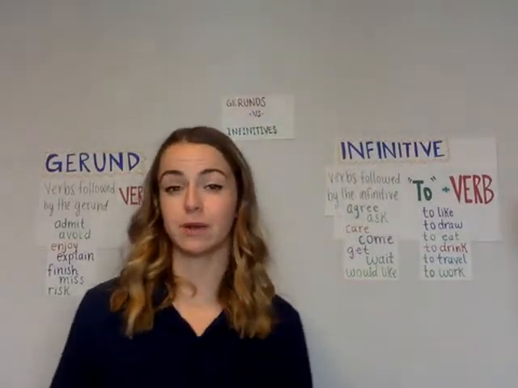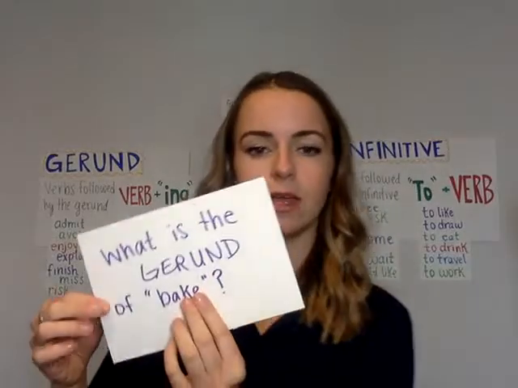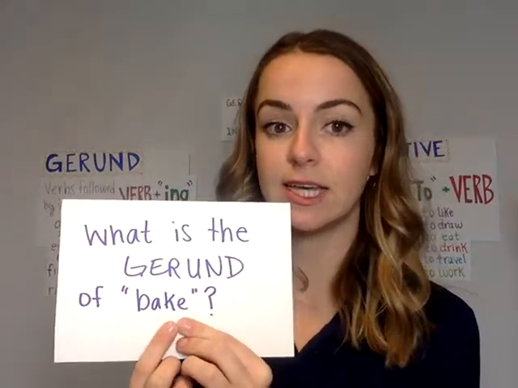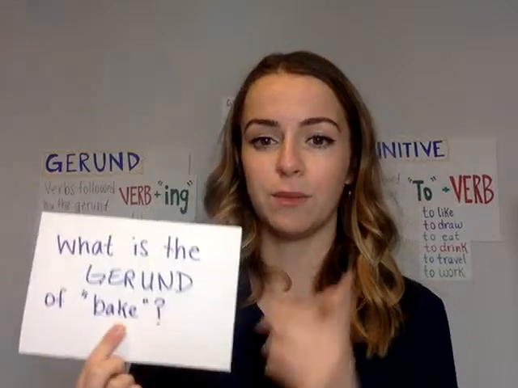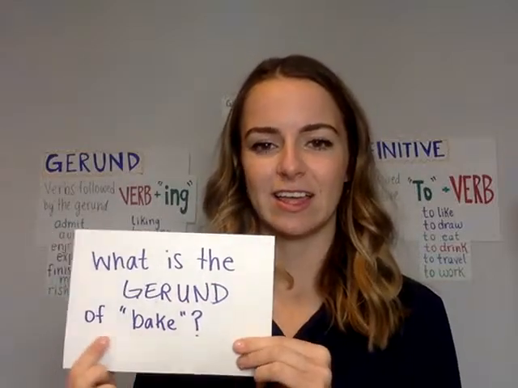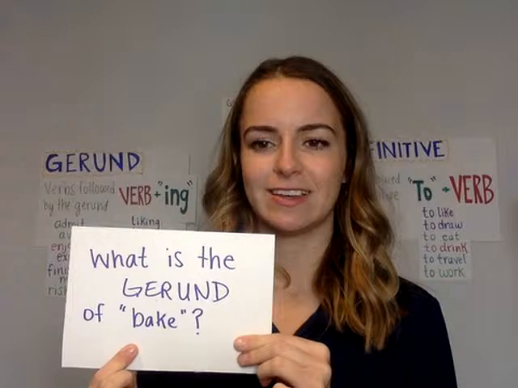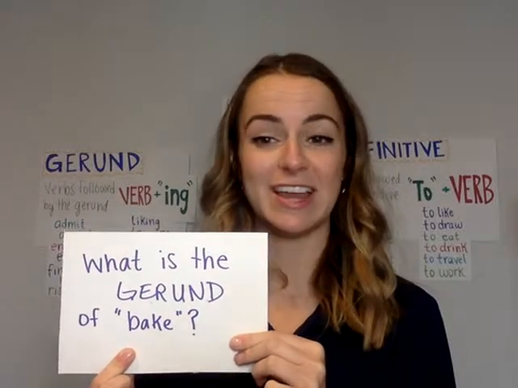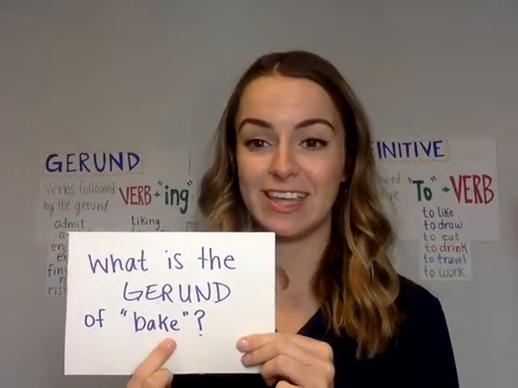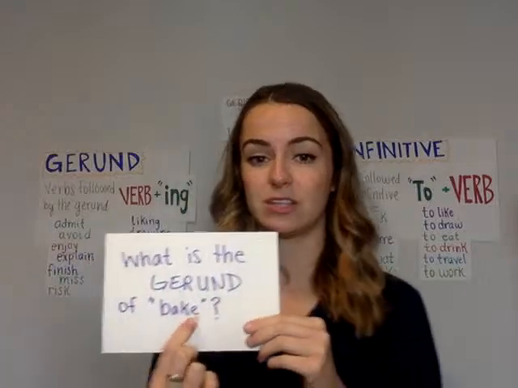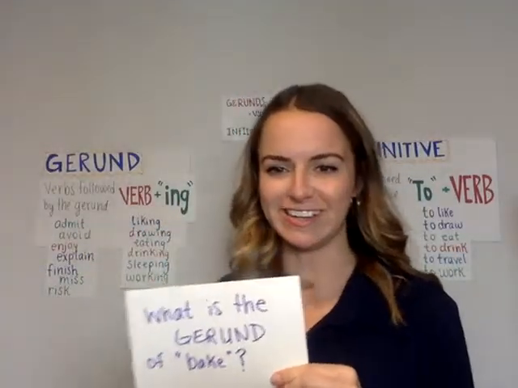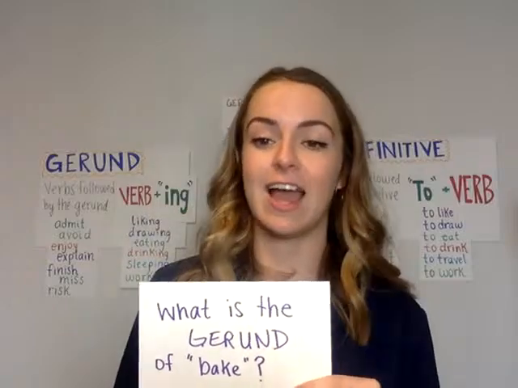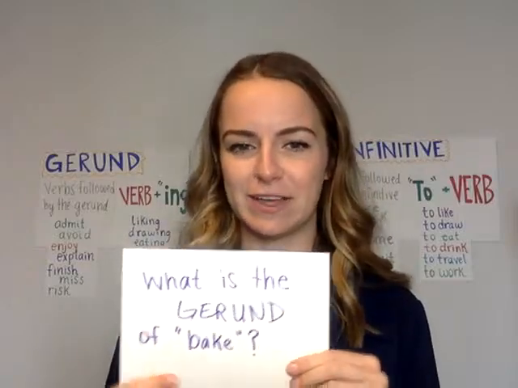Next one. What is the gerund of bake? So remember, bake ends in an E. If it ends in an E, what would it be? The gerund of bake. Awesome. I see that nobody put the E in baking, which is really good. So yes, we get rid of the E and we add ing. Get rid of the E, add ing. Awesome. So that would be baking.